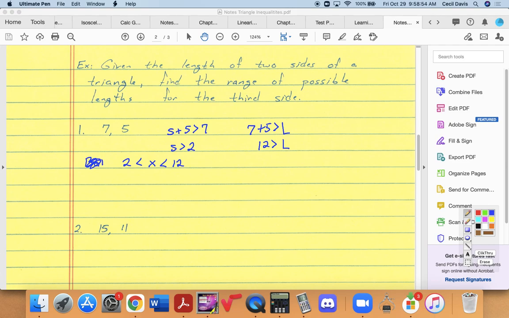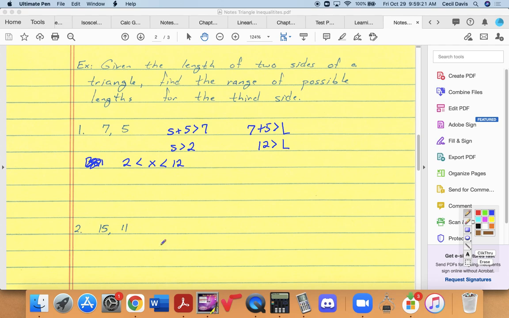By the way, just to point something out, when we say something is greater than 2, does that mean it has to start at 3? No. Where could it start? 2.1. 2.1? What about 2.01? Yeah, anything even slightly bigger than 2 will work. Now, if you actually make a triangle out of that, you're going to have a really skinny triangle.